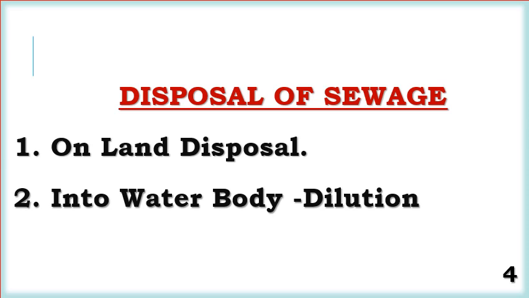We have to study what happens with on land disposal and what its effects are. For water bodies also, whether you dispose the sewage before or after treatment, you have to see its quality. Based on its quality, the disposal can be decided. Only two types, remember: on land, otherwise water body. This process is called dilution. Let us see one by one.